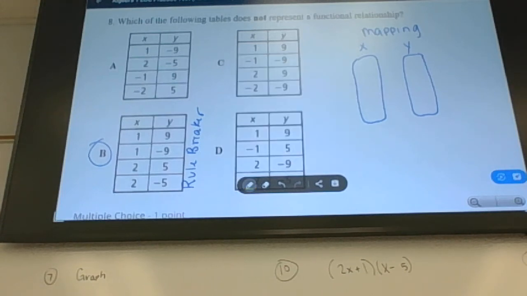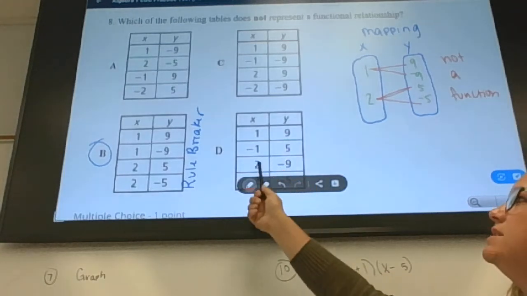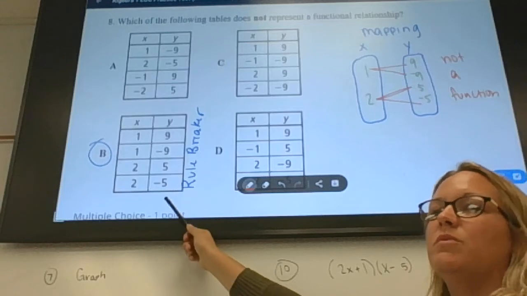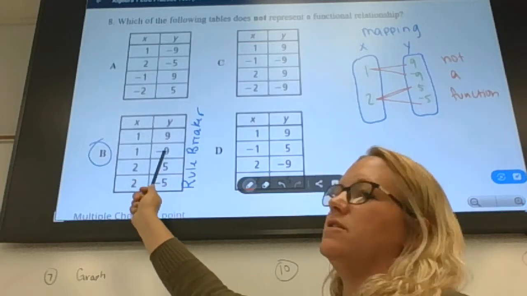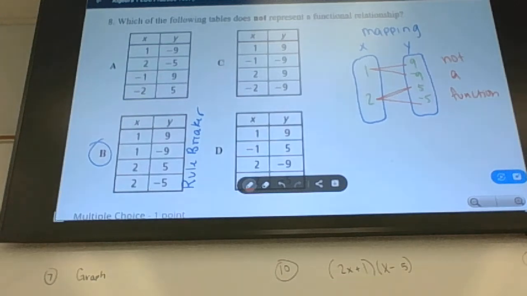So I would put my x's here as 1 and 2, and my y's here. And I would draw a line. 1 goes here and here, not a function. 1 can't get with 2 y's. Not a good relationship. And 2 goes here and here. This is not a function. X should only be matched up with 1 y. A nice committed relationship. If you look at the rest of these, the x's are all different. This is the only table where x's repeat with different y's. Not a function.